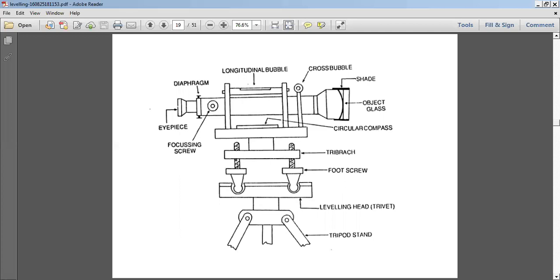Then the tripod. Then a circular compass is also there, from which you can take the angular movement or find the angles. The next part is the telescope. There are the eyepiece, focusing screw, diaphragm, object glass, and shade. A cross bubble is also there, which shows the telescope is on a level surface. A longitudinal bubble is also there. So these are the different parts of a dumpy level, which we use when we are taking readings.